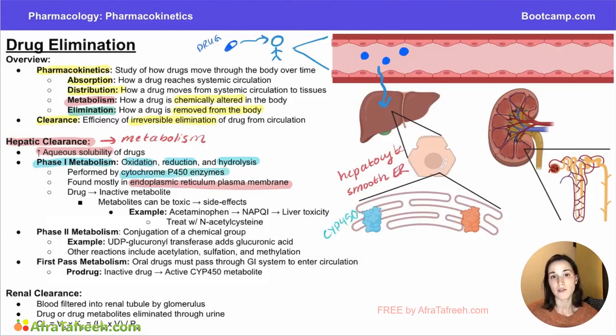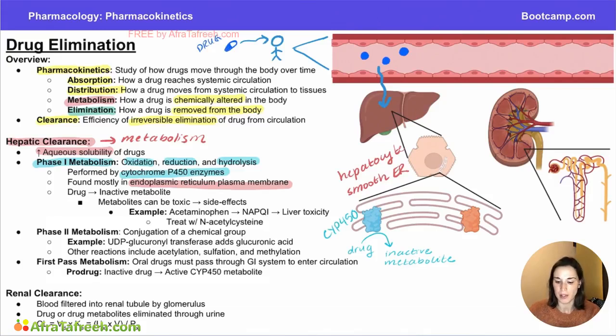By oxidizing, reducing, or hydrolyzing a drug, these enzymes convert the drug to an inactive metabolite. Now, I say inactive meaning that the drug can no longer serve its intended function at its site of action, but the metabolite may still have biological activity. Ironically, cytochrome P450 enzymes can sometimes metabolize drugs into toxins. A high-yield example of this is the metabolism of the commonly used analgesic acetaminophen into the toxin N-acetyl-p-benzoquinone imine, which I'll just call NAPQI from now on.